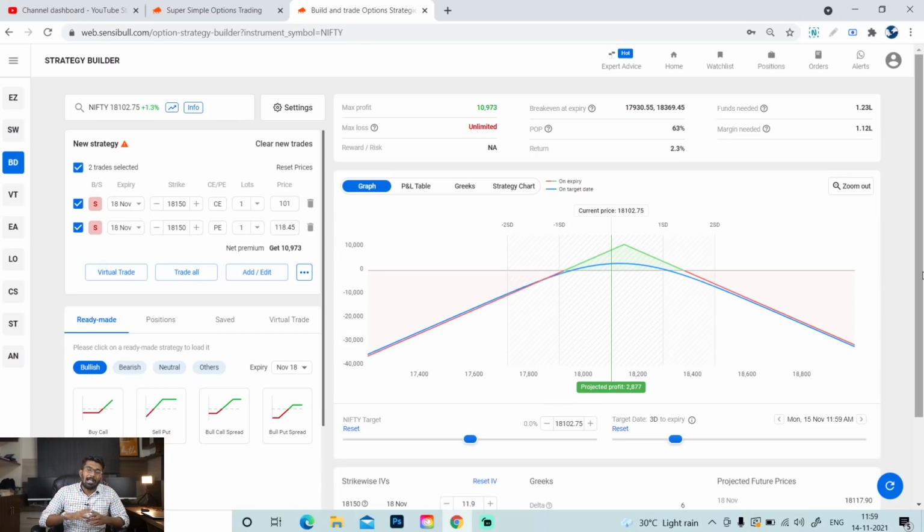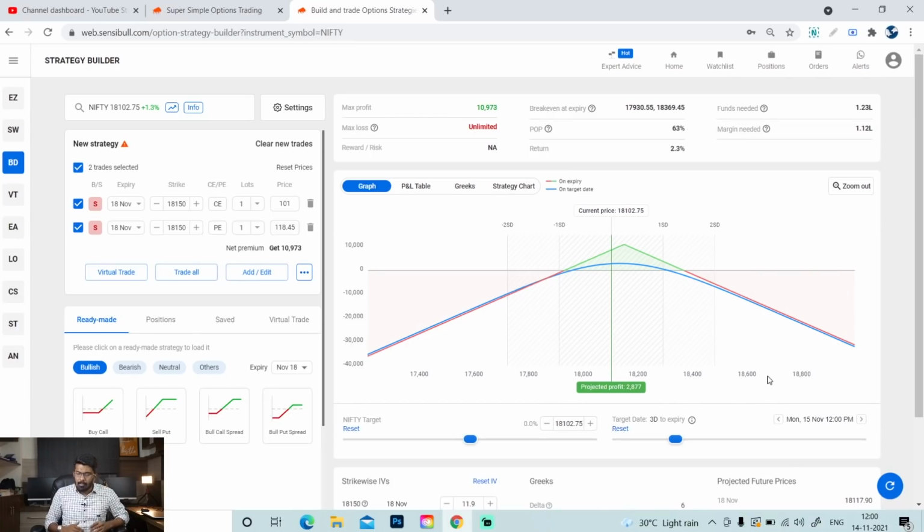Now what is going to happen if the market keeps on moving in one direction? It keeps on moving from 18,150 to 18,500 or 18,600. Whatever it is, it keeps moving on one side, it is unidirectional. So how can we use delta hedging to manage times like this, or to convert your loss making position into a profit making position using delta hedging?